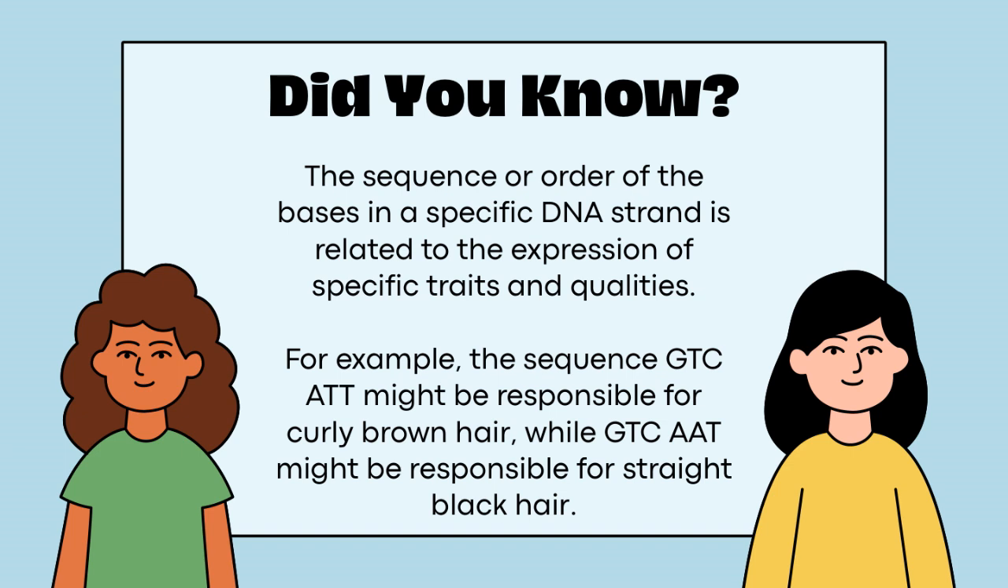On the other hand, a very similar sequence, GTCAAT, could lead to straight black hair. So even a small change in the sequence can make a big difference in our physical characteristics. This highlights how the genetic code is essentially a set of instructions that dictate our unique features. It ties into the overall theme of how genetics influence our appearance and traits, showing just how powerful and precise these sequences are in shaping us.